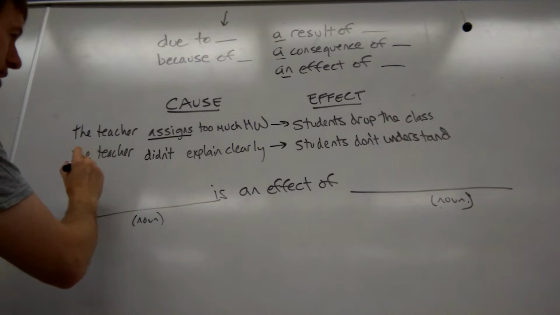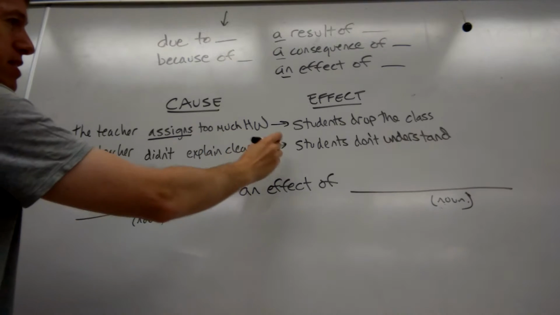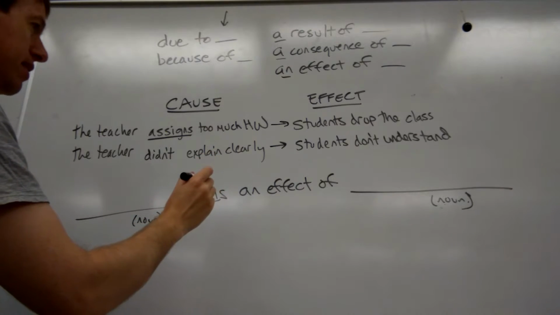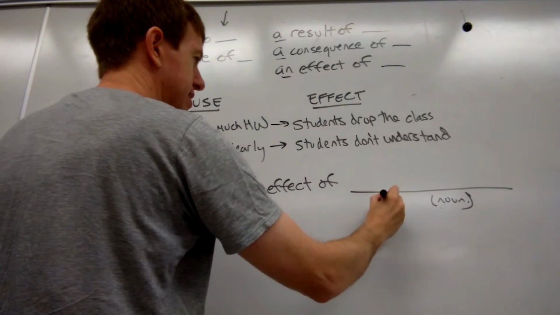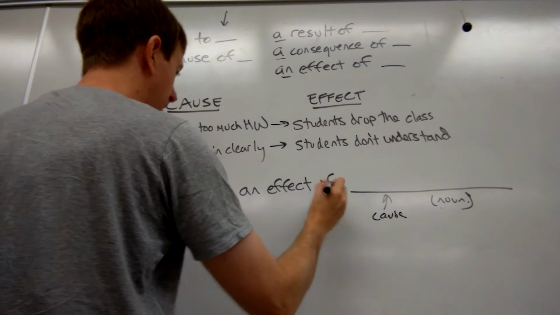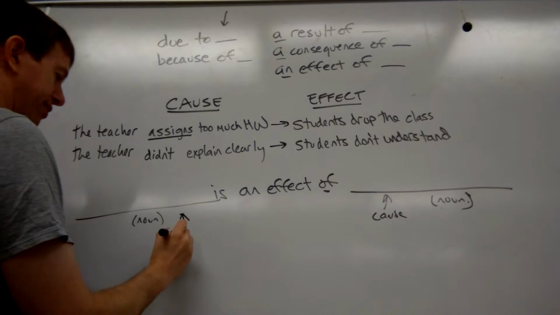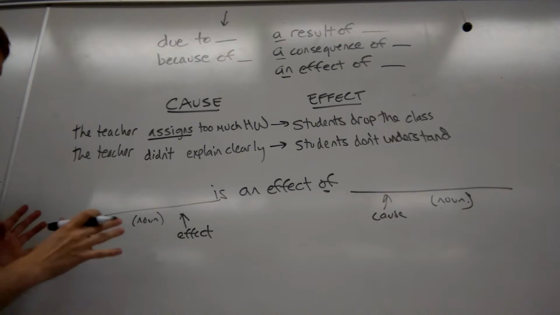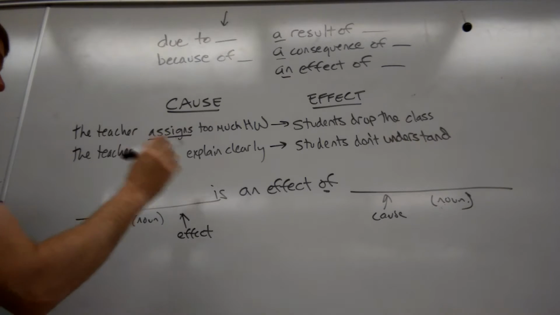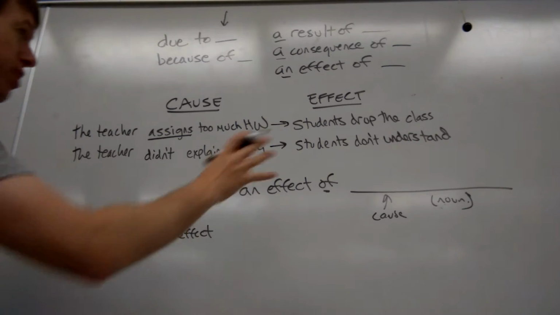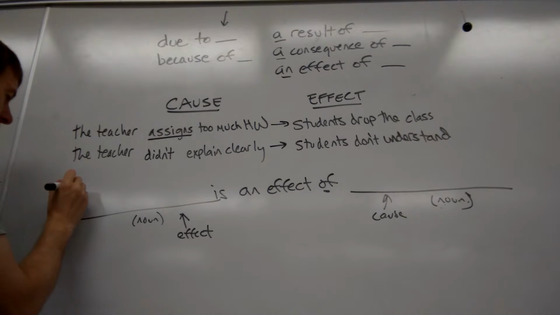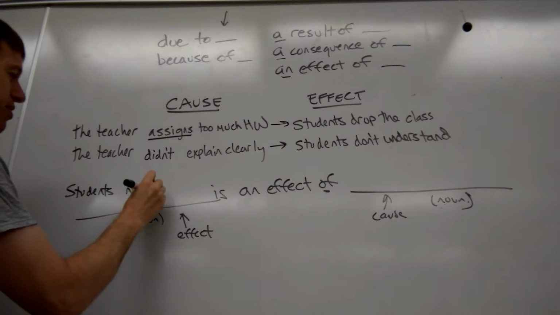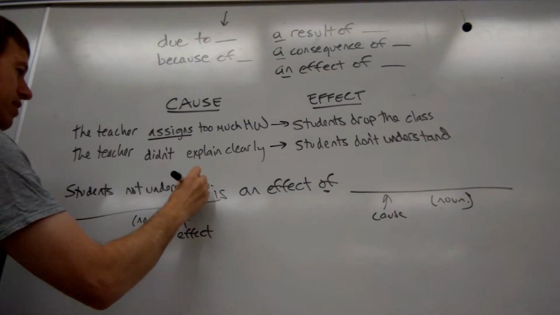All right, let's look at the second one. The teacher didn't explain clearly, so students don't understand. Okay, which one's the effect? Where does the effect go? The cause is going to go here, because it's an effect of this. So this is the actual effect. First I'm going to put the effect here, and I'm going to make it into a noun. Students don't understand is not a noun. So how can I change that? I can say students not understanding.